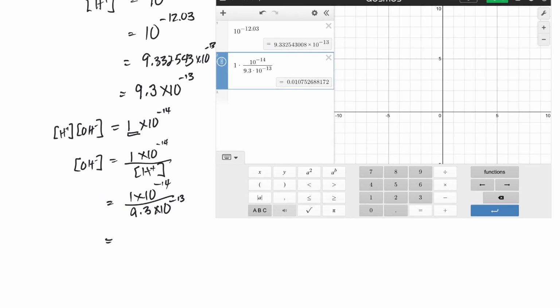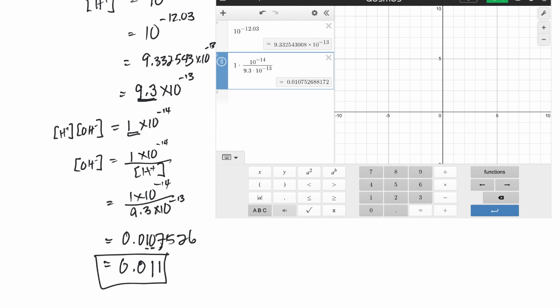So that concentration would be 0.010756, etc. I need to round to 2 sig figs, right? So it'd be 0.01. So there's 1, and this one has to be at 2. Since that's bigger than 5, I'd bump the 0 up to a 1. So that'd be my concentration of hydroxide ions.